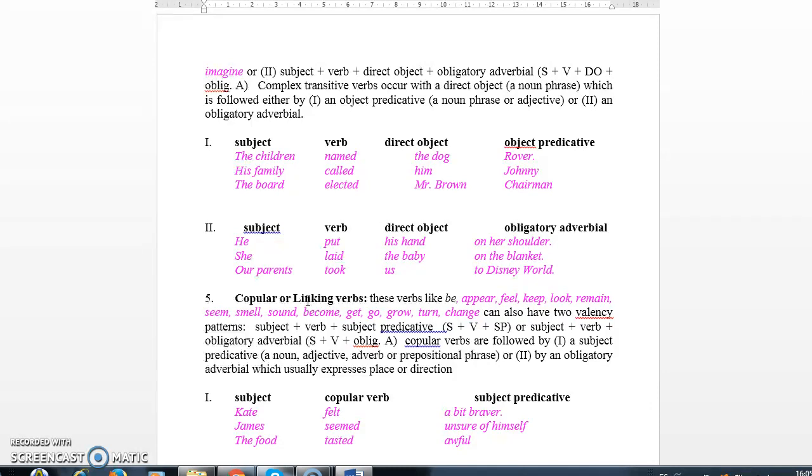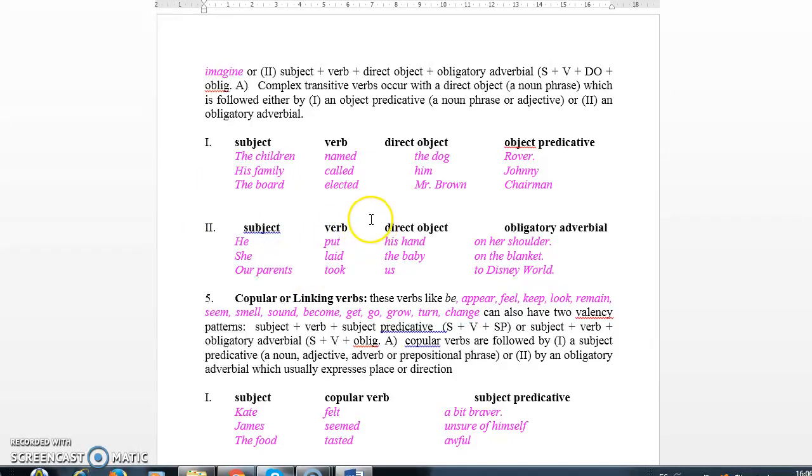If you say she laid the baby on the blanket, here she laid would be the subject and the verb, and then you have the direct object, which is the baby, but you must know where she laid the baby, yes? Because if you don't have an obligatory adverbial that tells you on the blanket, in the basket, on the floor, you will never know where she laid the baby.